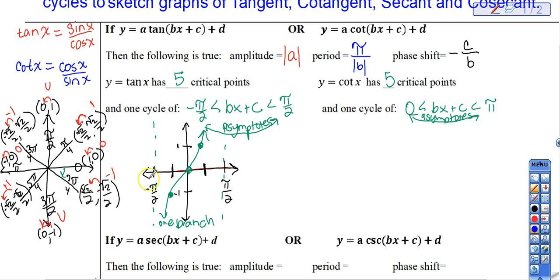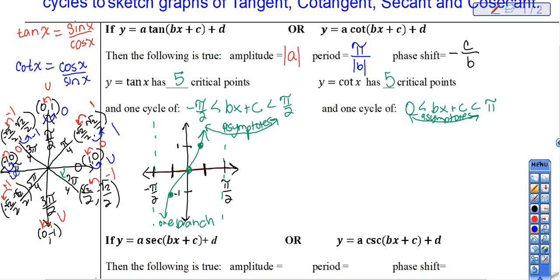Now, I'm going to go to my blue pen, and I'm going to come back over here to my unit circle, and I'm going to indicate my cotangents. So cotangent is cosine over sine. I'll just go underneath to do cotangent. So 1 divided by 0 is undefined. Square root of 2 divided by square root of 2 is 1. 0 divided by 1 is 0. Negative square root of 2 divided by square root of 2 is negative 1.